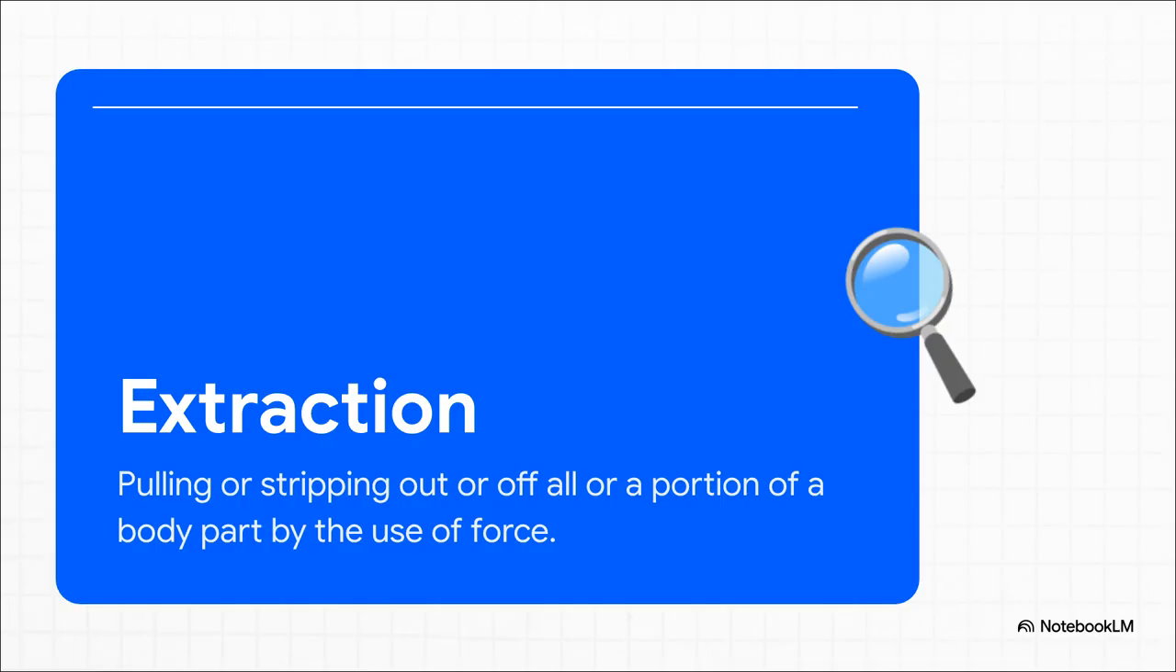It is never a delivery. Why? Because the root operation extraction literally means pulling or stripping out a body part using force. Since a C-section extracts the baby via a surgical incision, extraction is absolutely the only correct root operation.